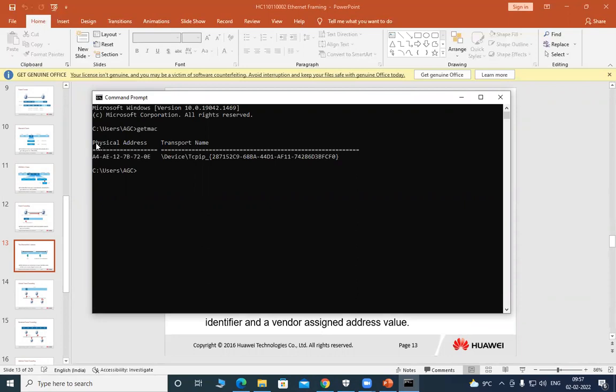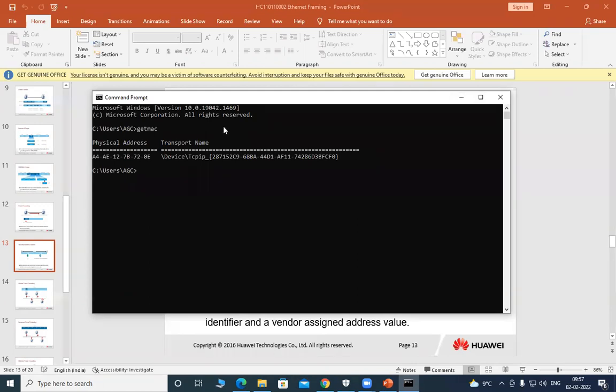So see, there is the MAC address A4AE127B72OE. So this is the MAC address for this PC where I am sitting. So this is the physical address of this PC.